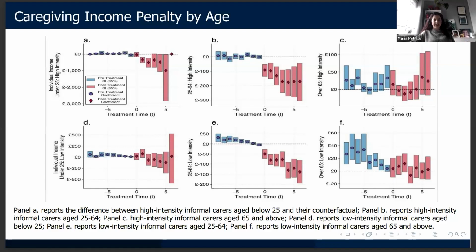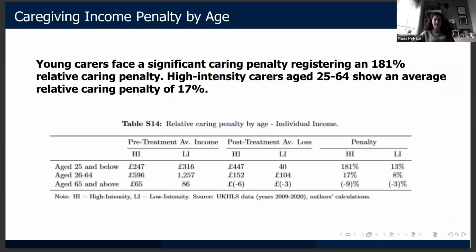In contrast, as expected, we observed no significant caring penalty for individuals aged 65 and older. And this is mainly because the income variable that we have mainly takes into consideration labor market income. And so our result is quite expected. Again, to summarize, we provide here a table where young carers show a significant relative caregiving penalty of 181. This is 17% for those people aged 26-64.